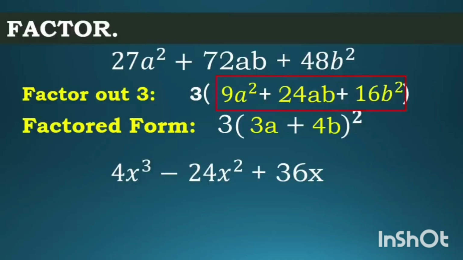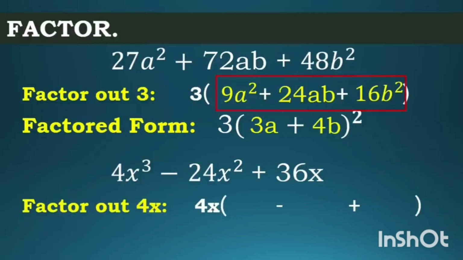4x cubed minus 24x squared plus 36x. So, we now have, since hindi ulit siya perfect square, we will factor out 4x. Bakit 4x? That is the GCF. Okay? So, what will you multiply to 4x to get 4x cubed? That is x squared. And then, to get 24x squared, we will have 6x. And then, what will you multiply to 4x to get 36x? That is 9. Okay, so check natin 9 times 4, that is 36, and then x.